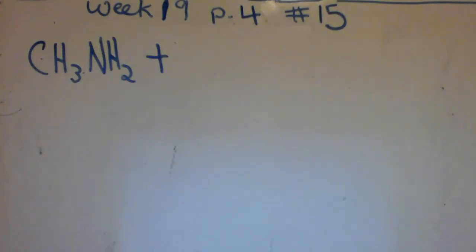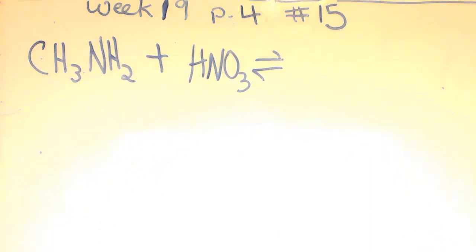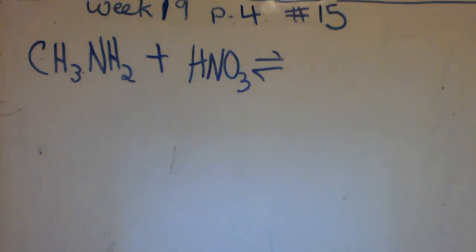Notice the methylamine is a base. And we know that methylamine is a weak base because in the book it tells us that it's a weak base. We're adding it to an acid. The acid we're adding it to is nitric acid, which, according to the book, is a strong acid. Now, when we add an acid and a base together, what do we get? Well, we get a salt.